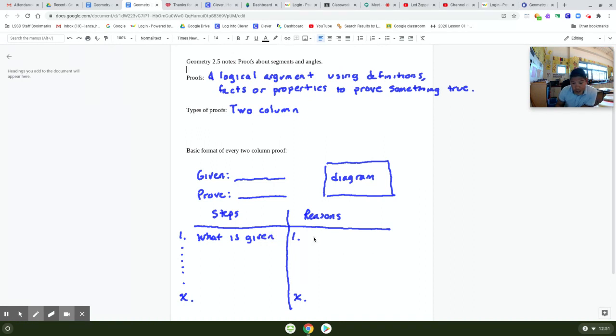Then your first reason would be given. It's kind of like when you're writing your algebraic reasoning, the first step that you wrote down is whatever the given equation was. And then your first reason or justification should have been writing down the given equation. The last step should always be whatever you're trying to prove. So whatever this is, like prove angle A is congruent to angle B would be an example. But whatever you're trying to prove is what your last step should be, because once you've shown that that's true, then basically you're done with the proof.